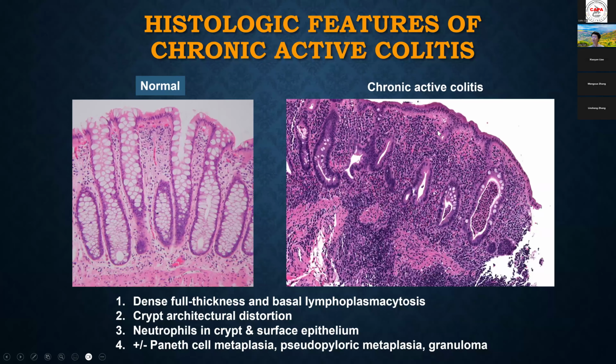On the other hand, in chronic active colitis, you can see a lot of inflammatory infiltrates. They are full thickness with basal lymphoplasmacytosis. Then you can see crypt architectural changes, and neutrophils in the epithelium forming abscesses. Sometimes you may see Paneth cell metaplasia, pseudopyloric metaplasia, or granulomas. Those are the basic histological features.